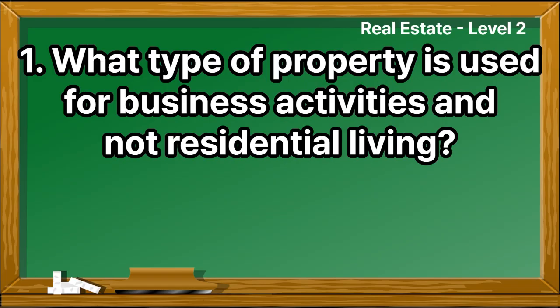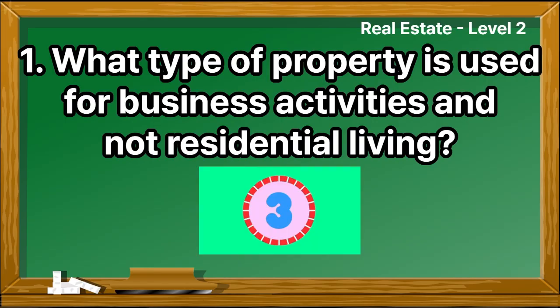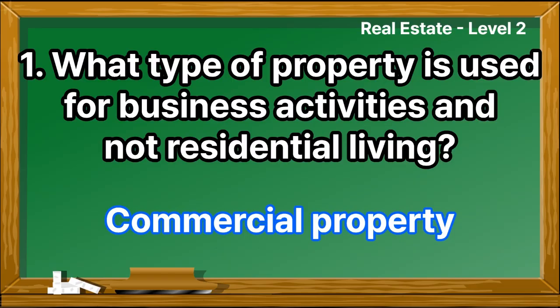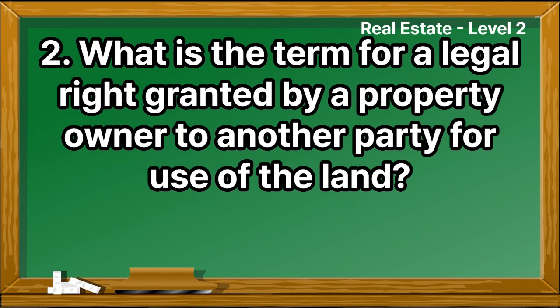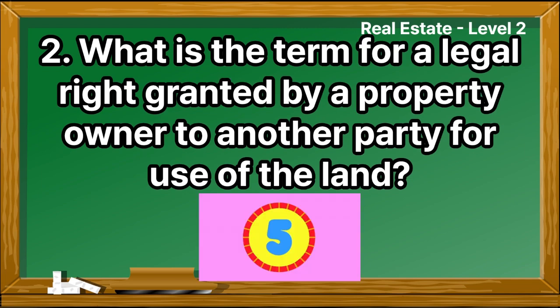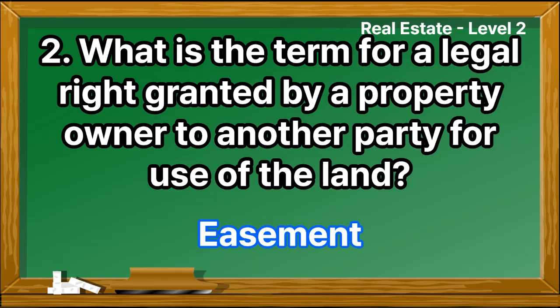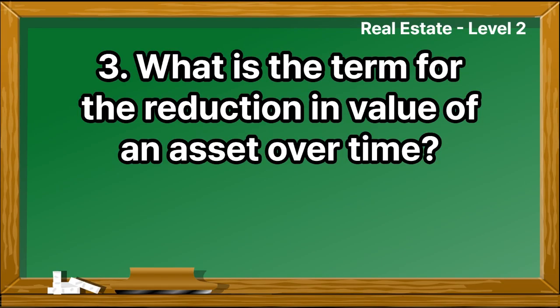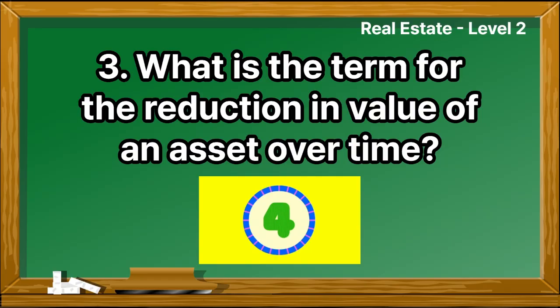What type of property is used for business activities and not residential living? Commercial property. What is the term for a legal right granted by a property owner to another party for use of the land? Easement. What is the term for the reduction in value of an asset over time? Depreciation.